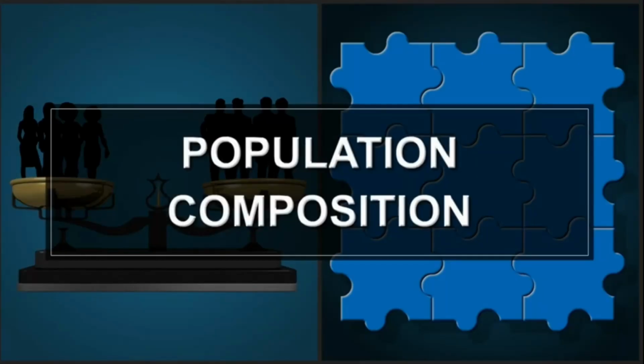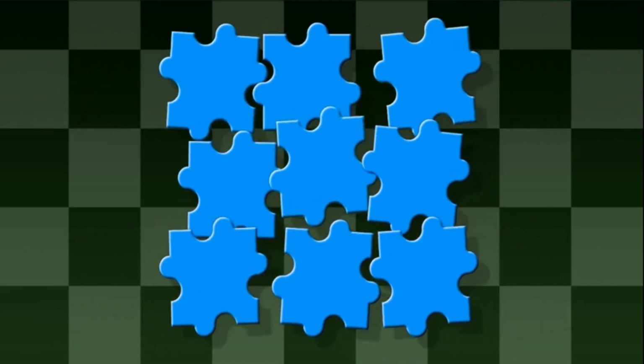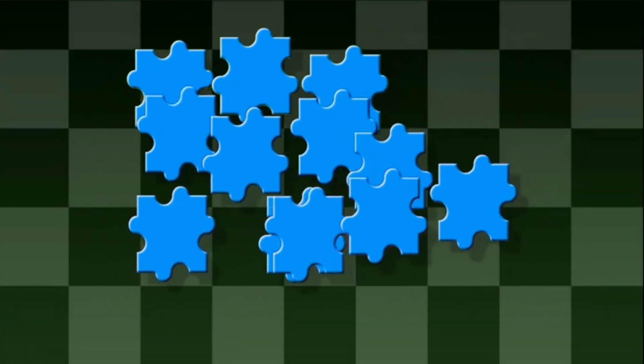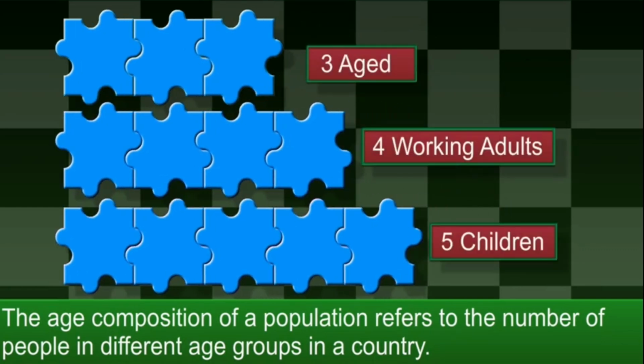Age composition and sex ratio of population. Now that we've seen how population grows and changes over a period of time, it is important to study the characteristics of the population. Age composition is one of the most basic characteristics of a population. It indicates the number of people that belong to different age groups.